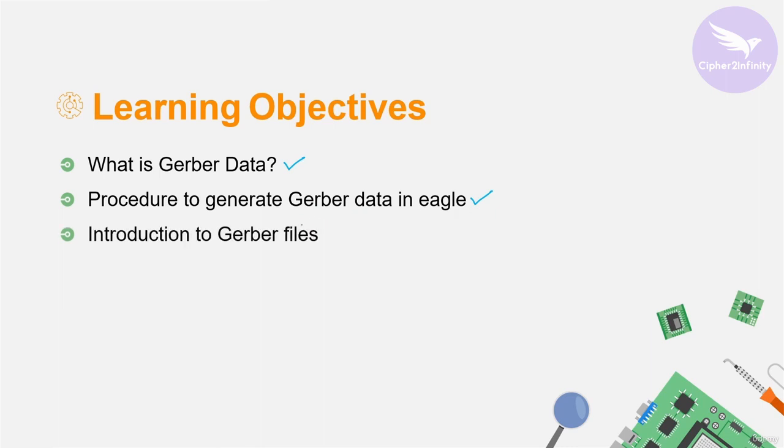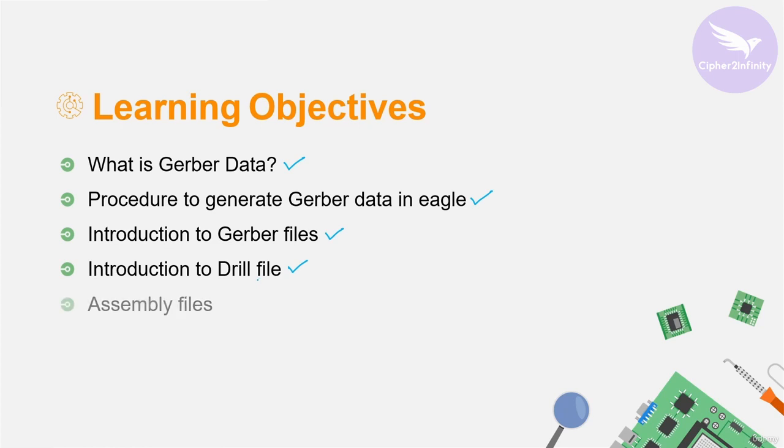Then the next point is introduction to Gerber files. This Gerber data actually constitutes some files and we call them Gerber files. We need to send these Gerber files to the PCB manufacturer in order to get the PCB manufactured. I will give you a brief introduction to Gerber files. Then the next point is introduction to the Gerber drill file. We need to send the drill file along with the Gerber files in order to get the PCB manufactured. Again, I will show you how exactly the drill file looks like.